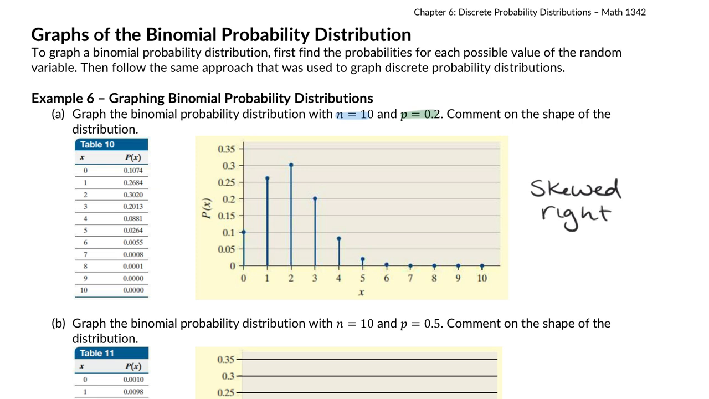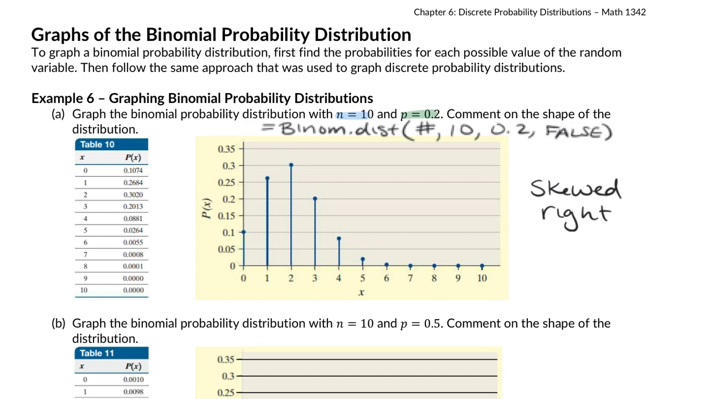As a little bonus, if you were having to do this one on your own, the formula you would use in Excel to do this would be the binomial distribution of whatever number from your table you're on, comma 10, comma 0.2, comma false. And then you would drag that down, all the way down your table.